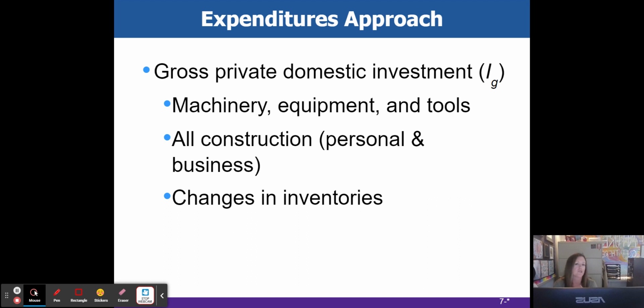So that's why construction is included in IG. The other item on there is changes in inventory. Businesses always have inventories on their shelves throughout the year. They measure how much they've got at the beginning of the year, and then they measure it again at the end. If the inventories have gone up, that's a number that's figured in. If the inventories have gone down, we figure that in as well.